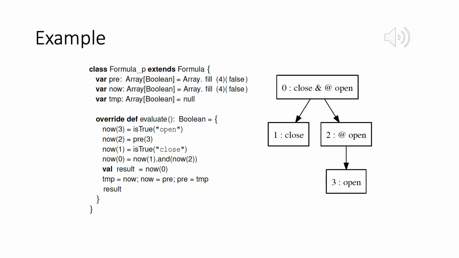On this slide, we show how the formula just discussed can be translated into code, as explained in Havelund and Rousseau 2002. We declare the two arrays and evaluate a formula by evaluating the subformulas bottom up, from higher formula indexes to lower. We see specifically the assignment statements. Now of 2 is assigned pre of 3, going back in the pre-array, and now of 0 is assigned now of 1 and now of 2, just referring to the now array.